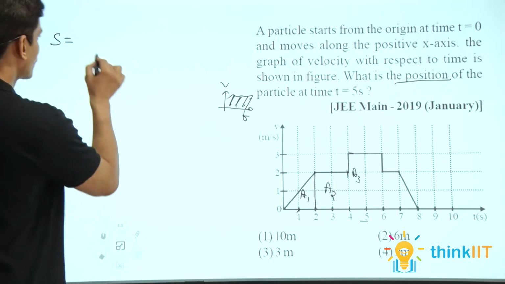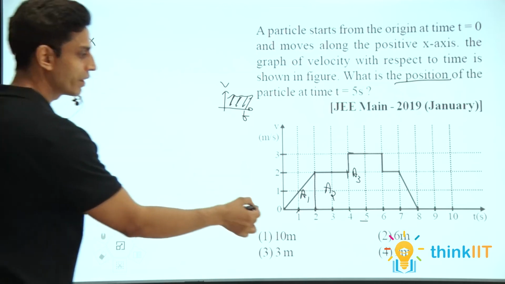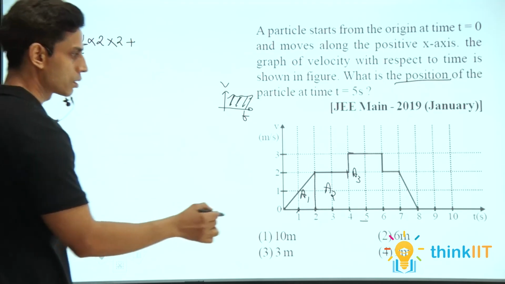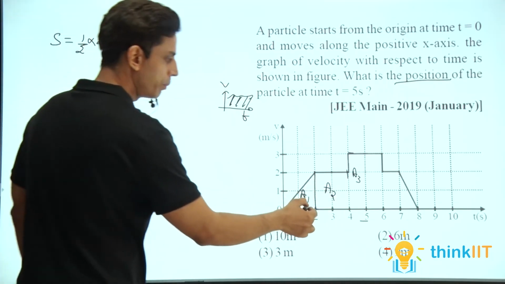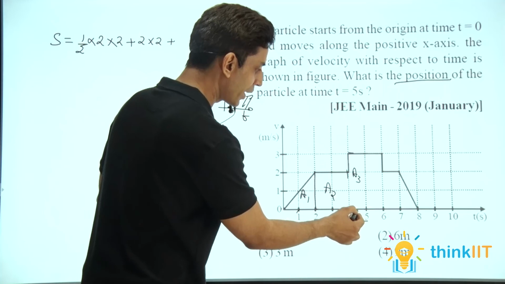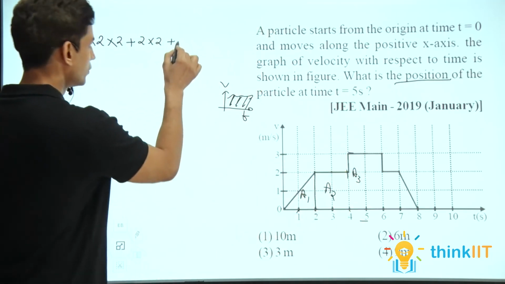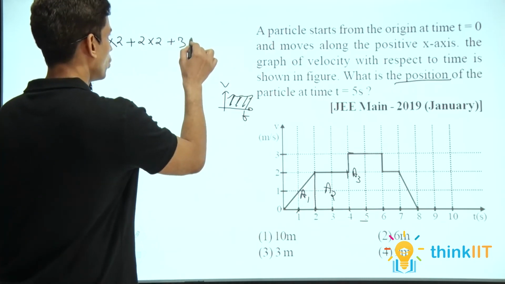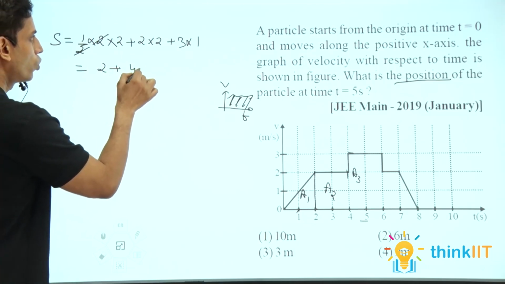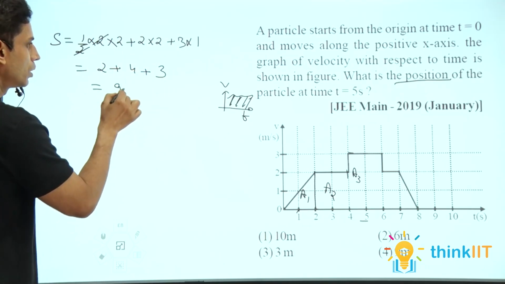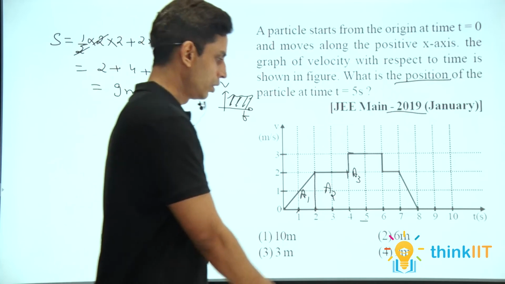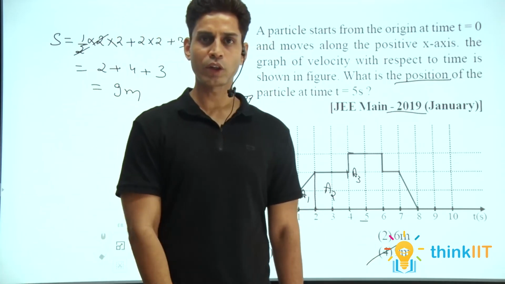So S = area of triangle, which is half. Base is given as how much? 2. And the height is given as 2. Plus the area of this square, which will be length into width, that is 2 multiplied by 2. Then the area of this rectangle will be length times width. Length is how much? 3. And the width is given as 1. This 2 will cancel this 2. So it comes out to be 2 + 4 + 3, which is 9 meters. A very simple question asked in JEE Mains 2019. So D for Delhi, that is the fourth is the correct option, 9 meters.